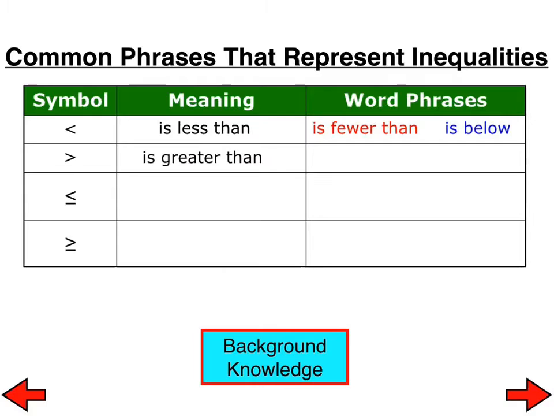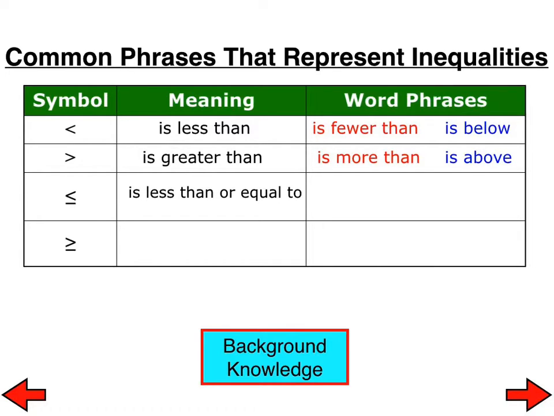How about is greater than? What's some other ways to say is greater than? Is bigger than, or is larger than, or is more than, or is above. How do you read this symbol? The third one. Less than or equal to.